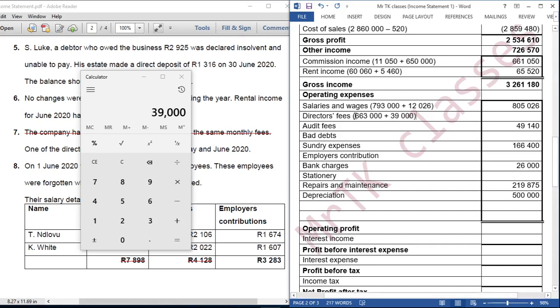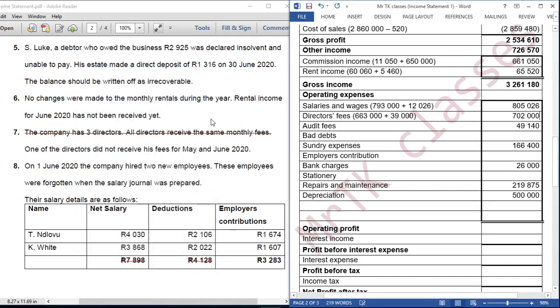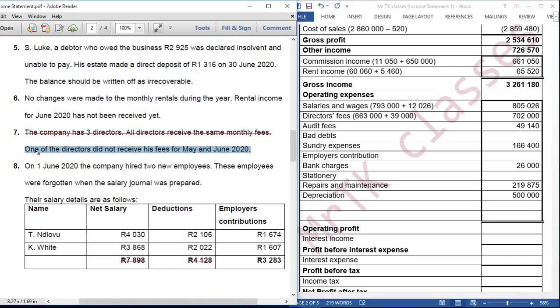So this was paid, but it was not the full amount. Now let us add what was not paid. Then we get our director's fees for the year. Right, so 39,000 plus 663,000, we are going to get 702,000. Okay, and now we can strike through the whole thing.